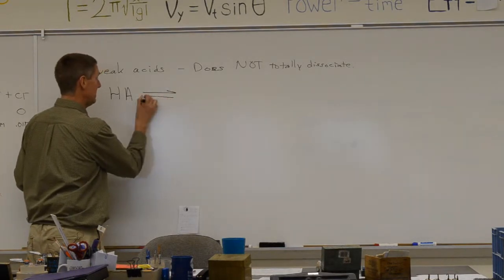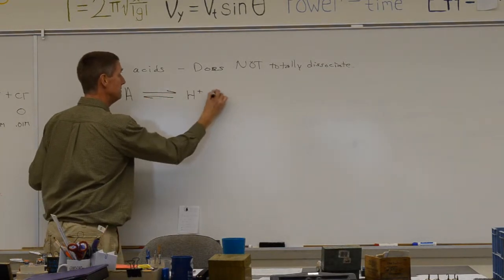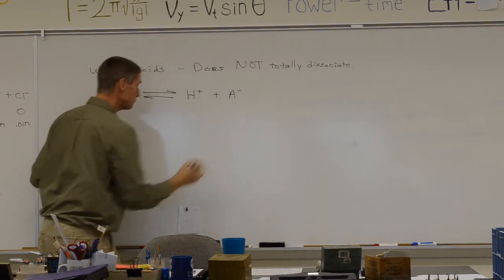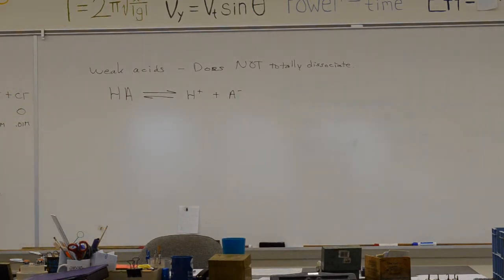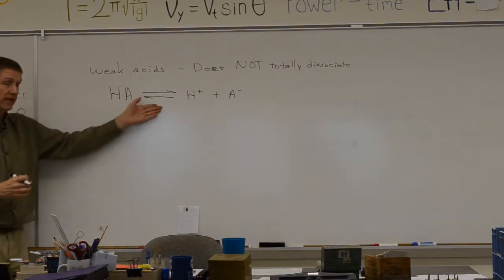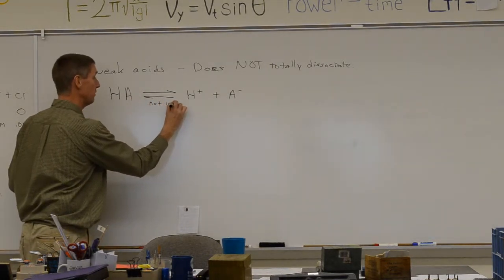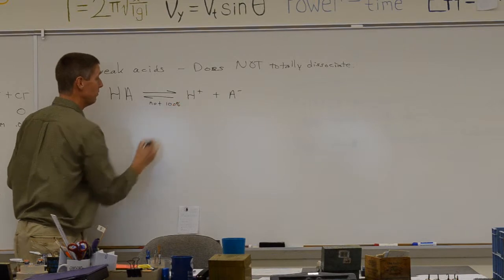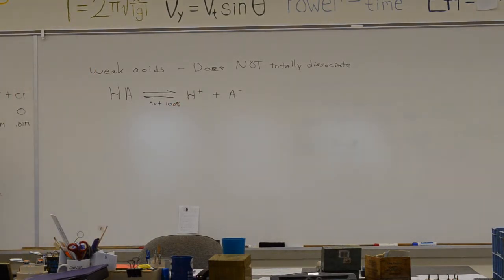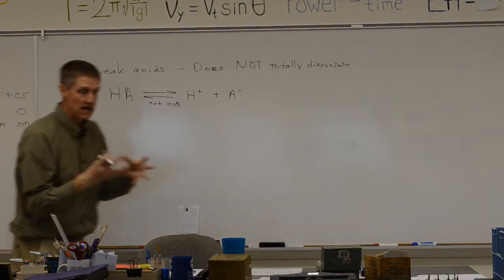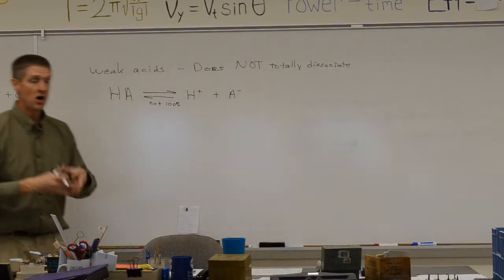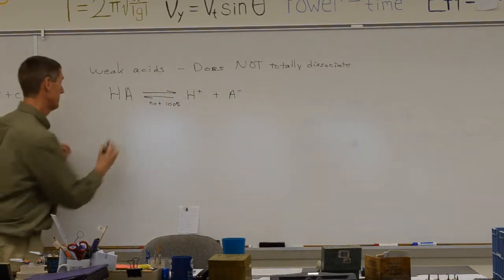Those guys are going to break apart and give us a proton and an anion with a negative charge for the monoprotic weak acids. Notice that I drew the arrows both directions to indicate that we're going to establish an equilibrium that is not 100% broken apart. Okay? It's not going to be 100%. It's going to be only some of this breaks apart.